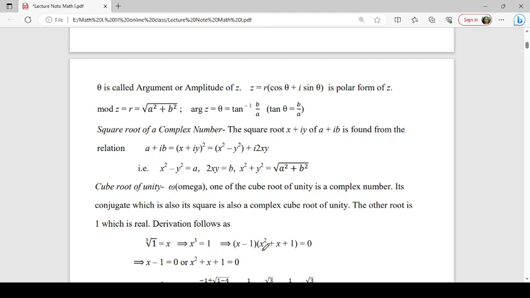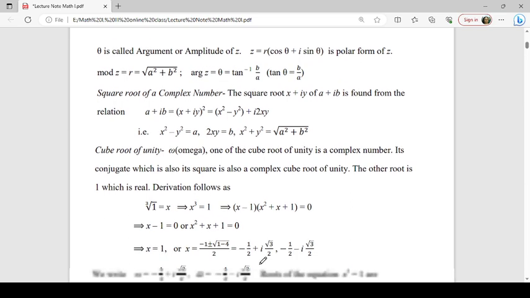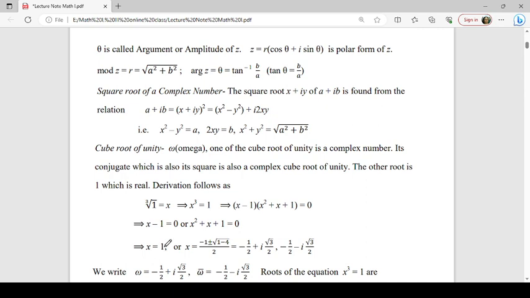So this is an equation, x minus 1 into x square plus x plus 1 equal to 0. Then we have x minus 1 equal to 0 and x square plus x plus 1 equal to 0. And after solving this, we will have x equal to 1 or x is equal to the solution of this quadratic equation, and we get minus half plus i into root 3 by 2 and minus half minus i into root 3 by 2. So we say one is omega and the other is omega bar, because the real part is the same, the imaginary part changes the sign.